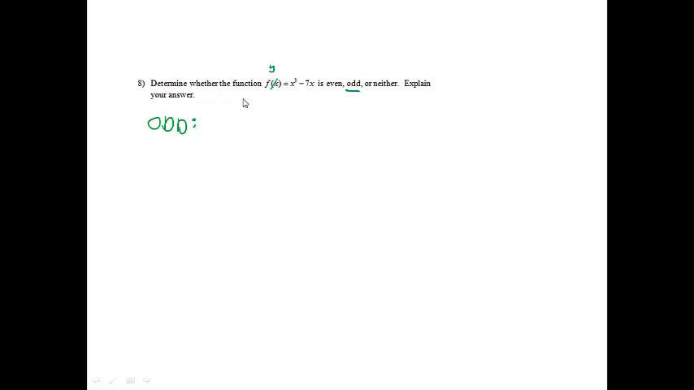And remember, this is really just like a y. So we'll get negative y, or I'll just put negative f of x equals negative x cubed minus 7 times negative x.